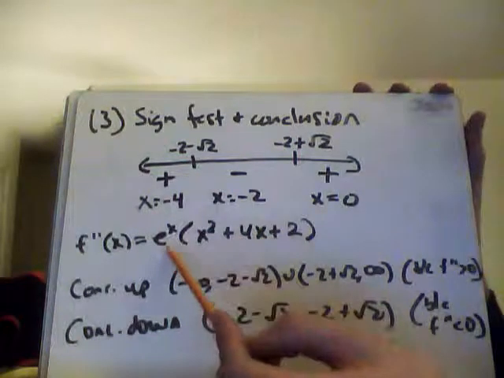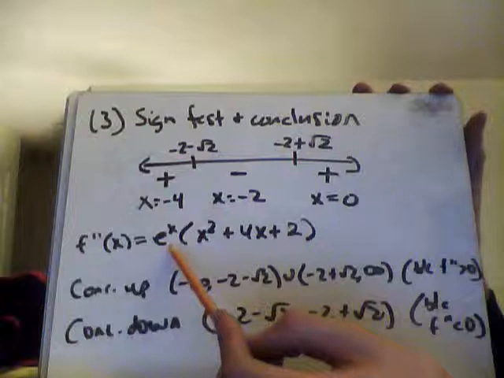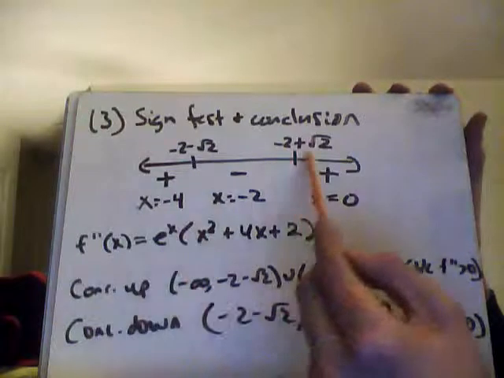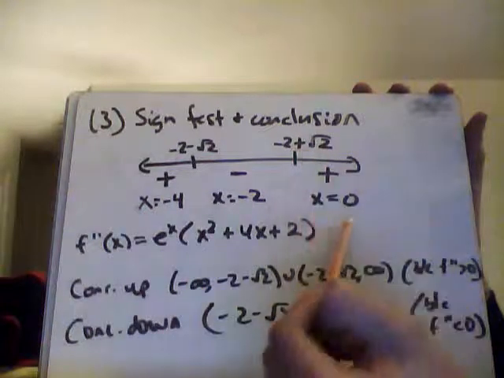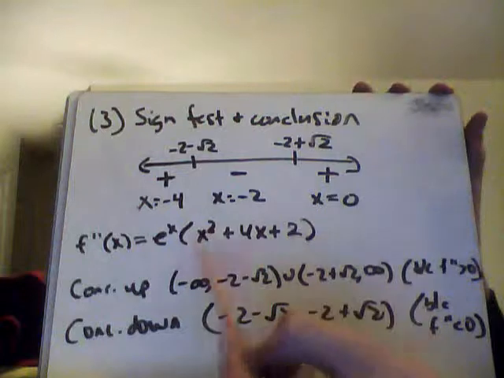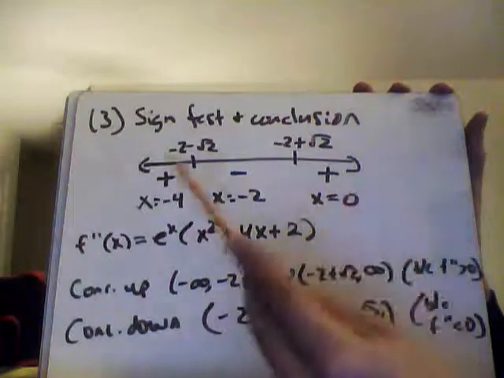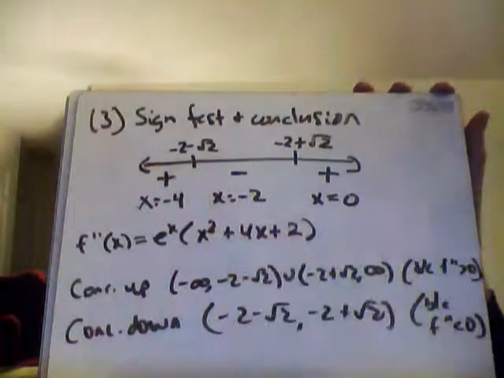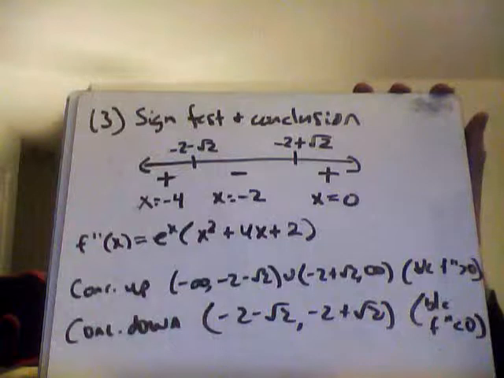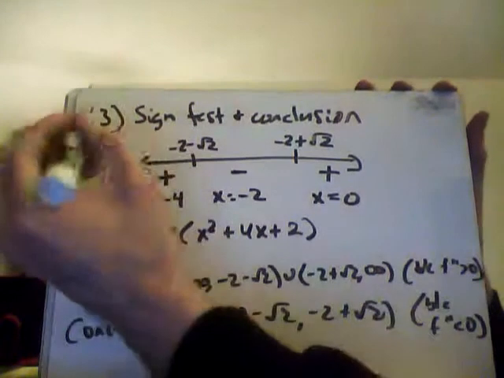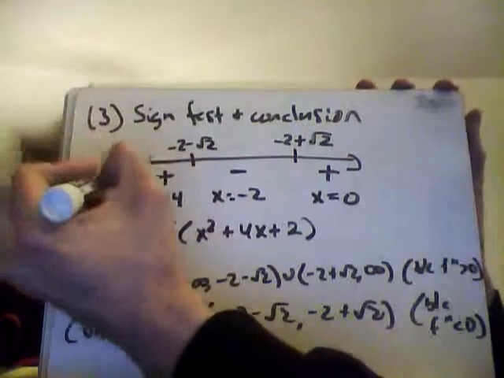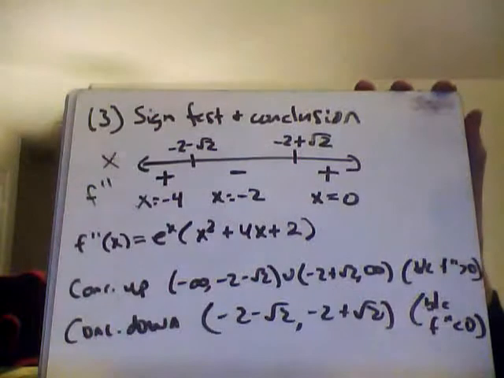Remember, e to the x is always going to be positive for real numbers. And a number bigger than negative 2 plus root 2 would be something like x is equal to 0. When we plug that in, we're going to get a positive number here. So the sign test goes positive, negative, positive. And whoops, Mr. Smith needs to make sure that he labels his sign test so we know exactly what we're testing.